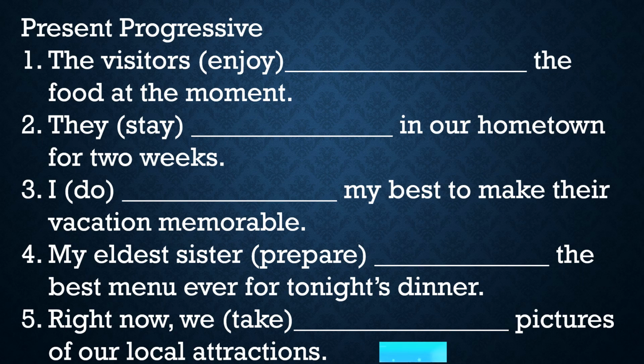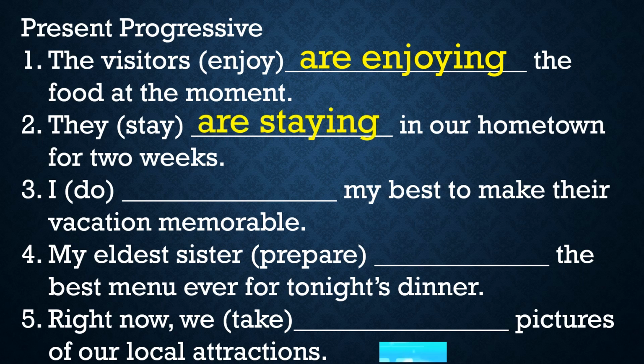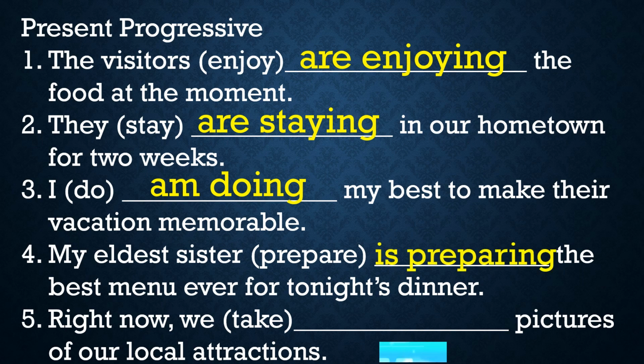Here are the correct answers. The visitors are enjoying the food at the moment. They are staying in our hometown for 2 weeks. I am doing my best to make their vacation memorable. My eldest sister is preparing the best menu ever for tonight's dinner. Right now, we are taking pictures of our local attractions.